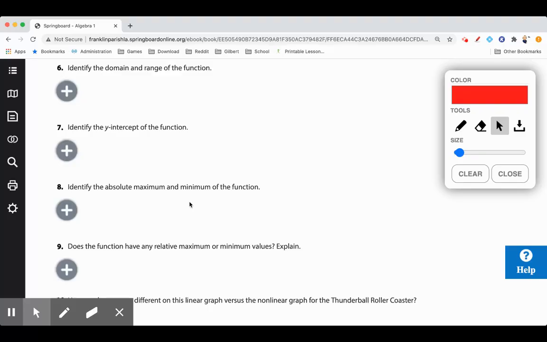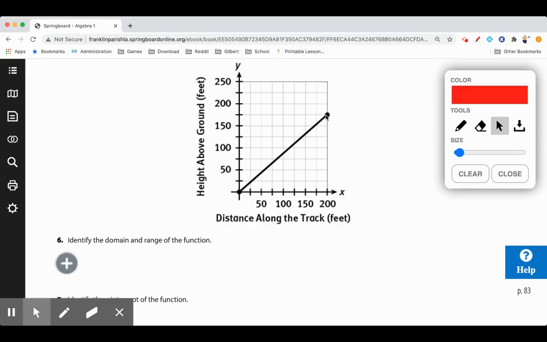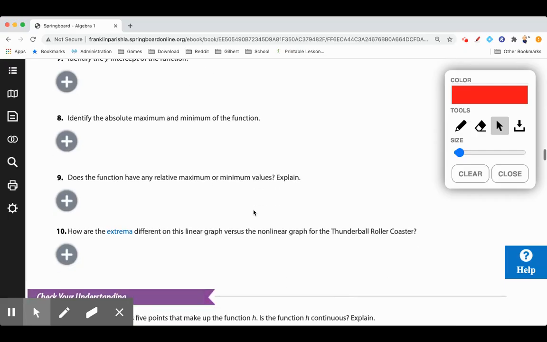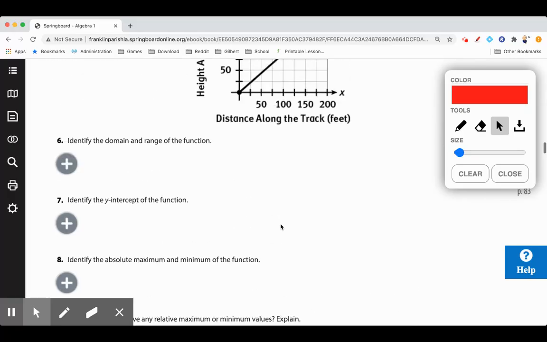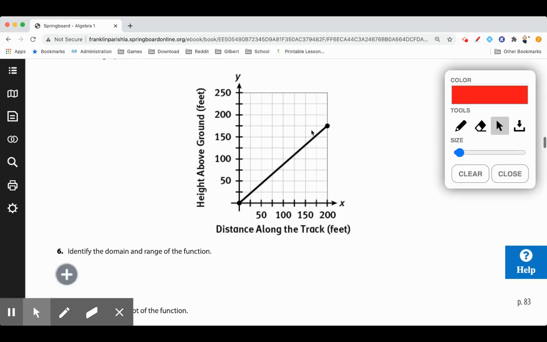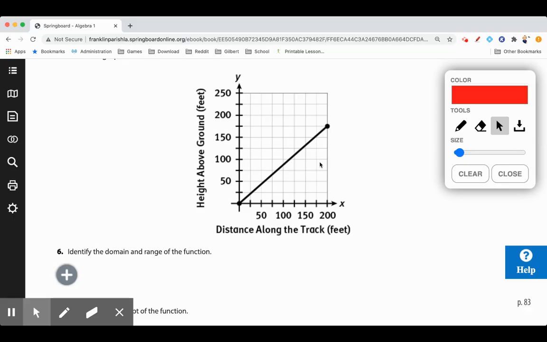Identify the absolute maximum and the minimum of the function. Absolute maximum is 175. Absolute minimum is 0. Does it have any relative maximum or minimum? No, there's no relative, because it's all a continuous linear function. Okay, so it starts here, and that's the only minimum it's going to have. Then it ends here, and that's the only maximum it's going to have.